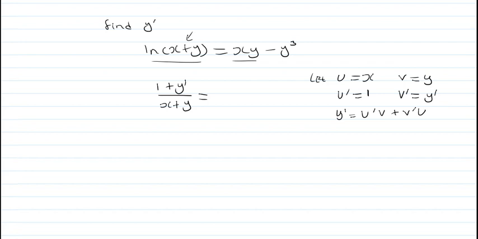In this case, our u prime is 1 multiplied by our v, which is y, plus our v prime, which is y prime, multiplied by our u, which is x. So to differentiate xy, we use the product rule. So we come back to our equation: derivative of x, which is 1, multiplied by y, then plus derivative of y, which is y prime, multiplied by x.